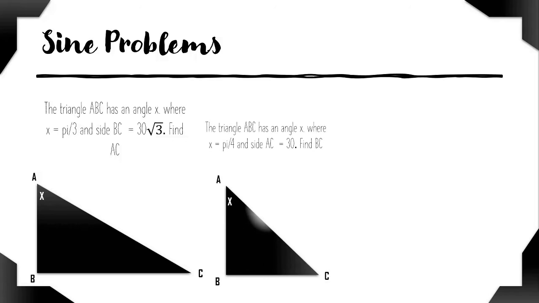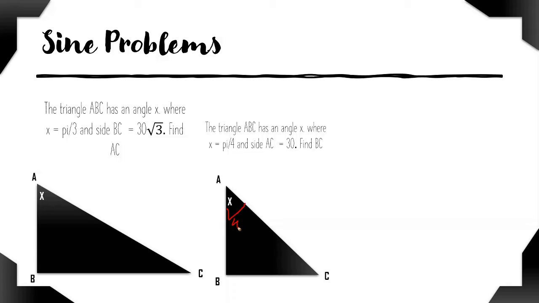Let's do this problem. So triangle ABC has an angle of x, where x is pi over 4 and side AC is equal to 30. And now we have to find BC. So let's label it, like we did last time. So this is pi over 4. So if pi is equal to 180 degrees, pi divided by 4 would equal 45 degrees.